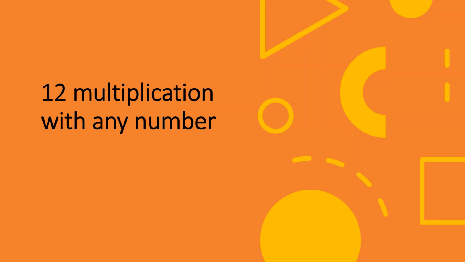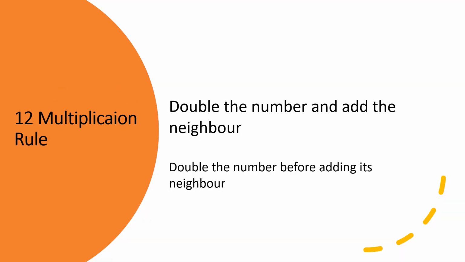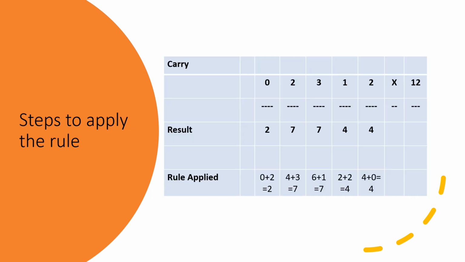Let's see the rule for multiplication of any number with the number 12. The rule for multiplication of any number with 12 is: double the number and add the neighbor. Here I'm considering an example with no carry forwards. The number is 2312 into 12. We start working from right to left, starting from the number 2. The rule is that we double the number and add the neighbor.